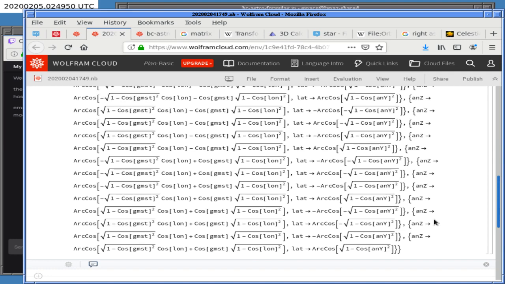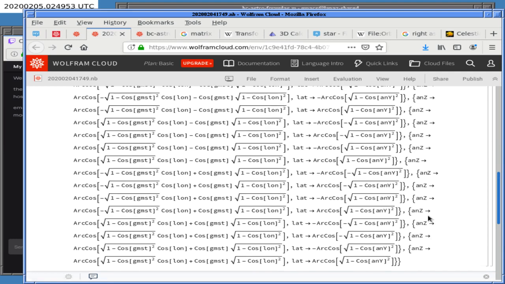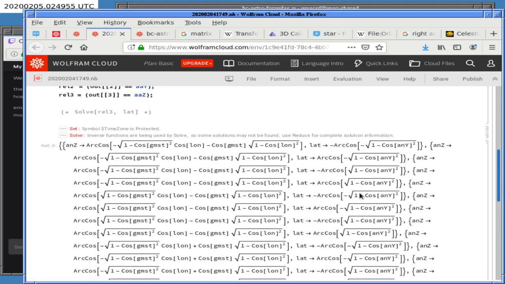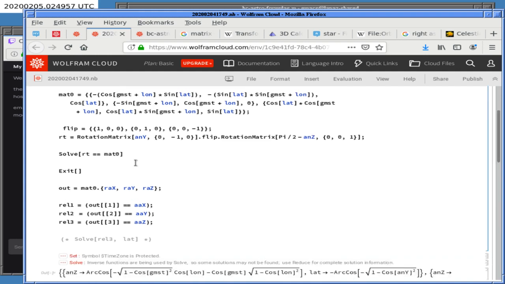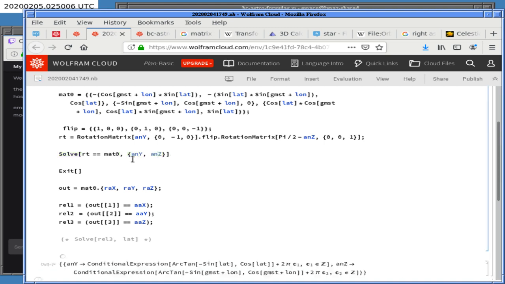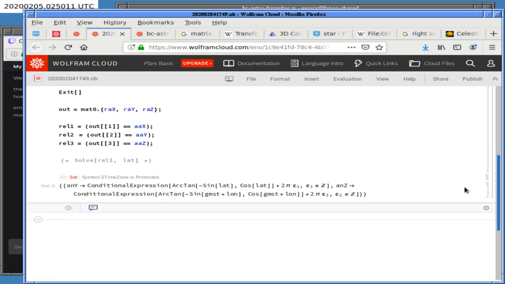Oh, hang on, but that involves, yeah, we can't force the latitude and longitude to be anything. We need to solve it for angle y and angle z only. Whoa. That I did not expect. That's not bad at all, actually.